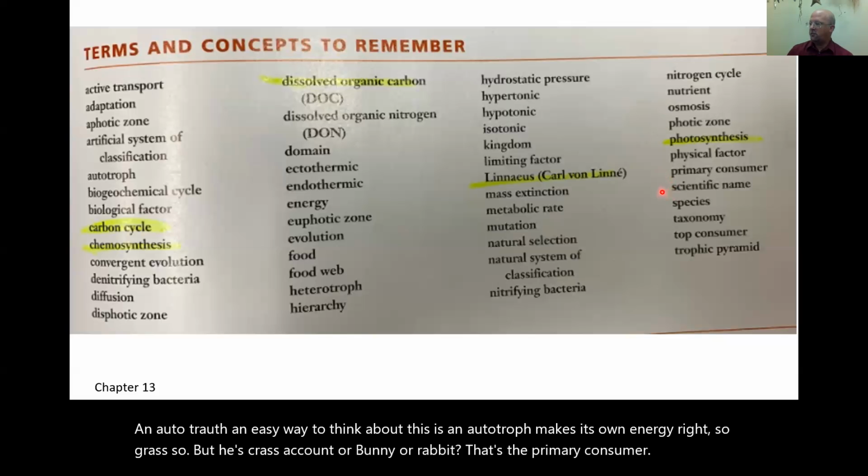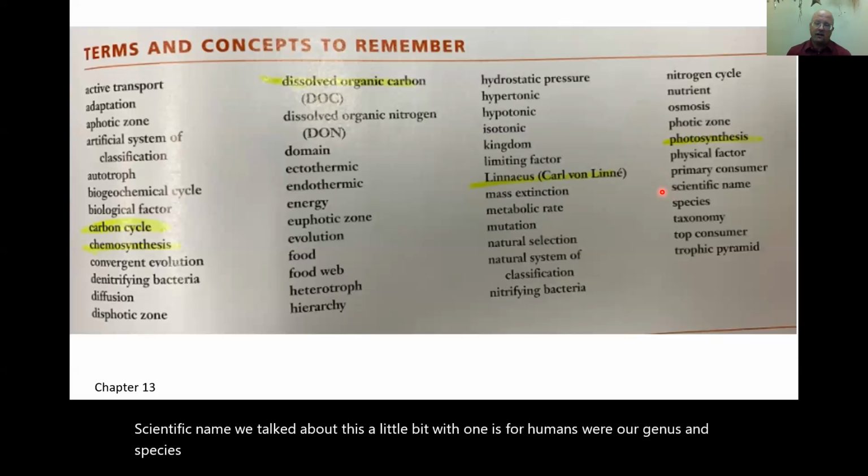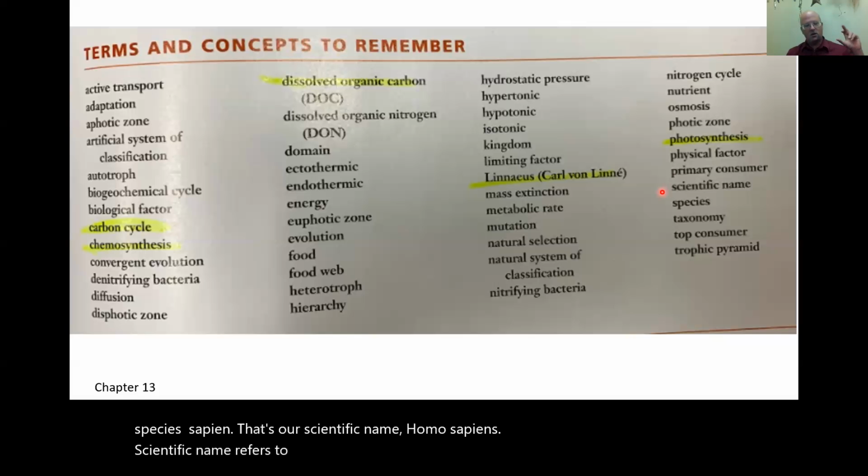Scientific name, we talked about this a little bit with Linnaeus. For humans, our genus and species is Homo sapiens. That's our scientific name. Scientific name refers to the genus and the species. Genus is always capitalized, species always lowercase. It's either underlined or italics, one of the two.